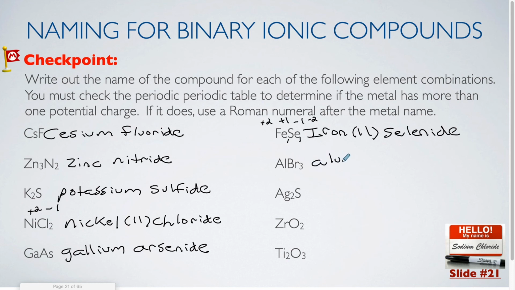Al is aluminum, and aluminum is always the same charge, a +3. So we don't have to include that in the parentheses. Bromine would become bromide. Ag is silver. Silver is always the same charge, a +1, so no parentheses needed here. Sulfur becomes sulfide.